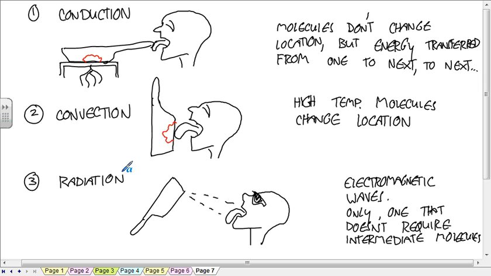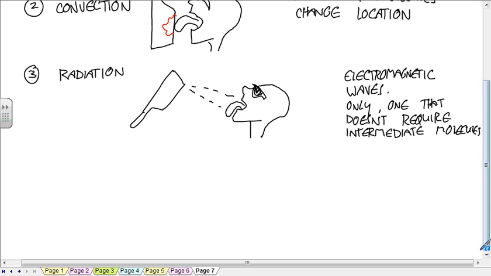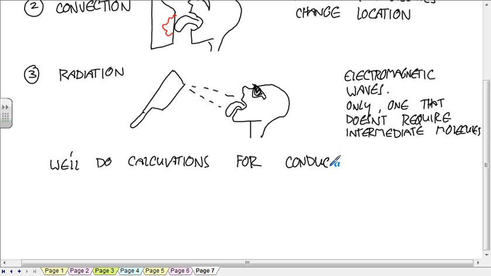I am going to talk about calculations for two of these. We'll do calculations for conduction and radiation. Convection, there's not really any way to calculate that. It just has to do with how quickly, with how little energy loss, you can move hot molecules from one place to another place. But conduction and radiation, we can do calculations for those.